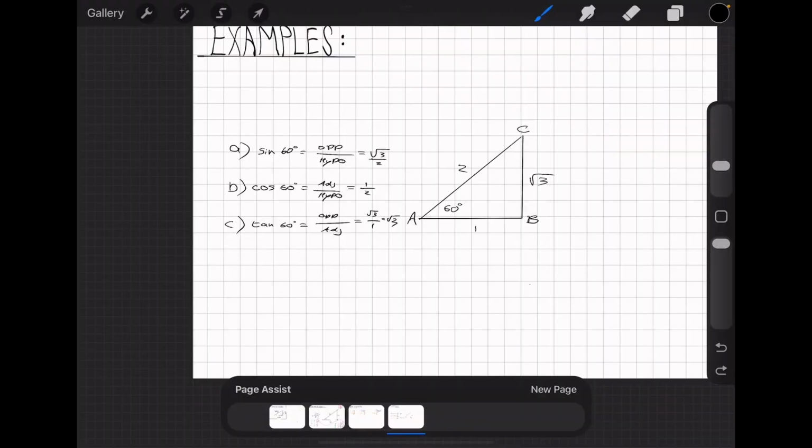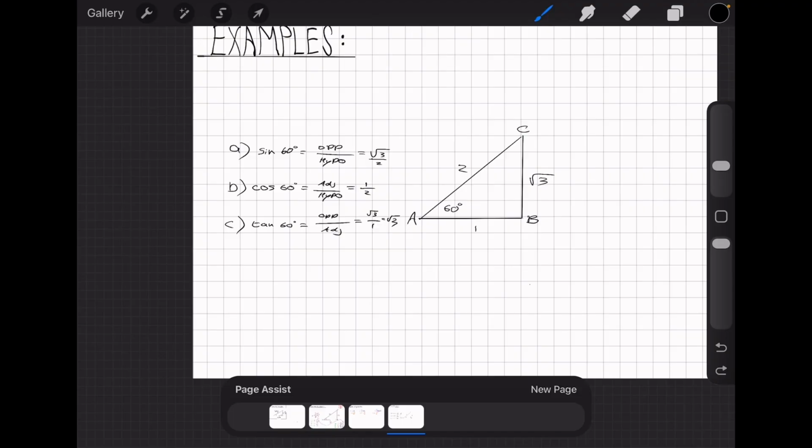Example 1. In the sketch alongside, angle A equals 60 degrees. AB equals 1 unit, BC equals square root of 3 units, and AC equals 2 units. In this worked example, we will figure out A, sin 60 degrees, B, cos 60 degrees, and C, tan 60 degrees.